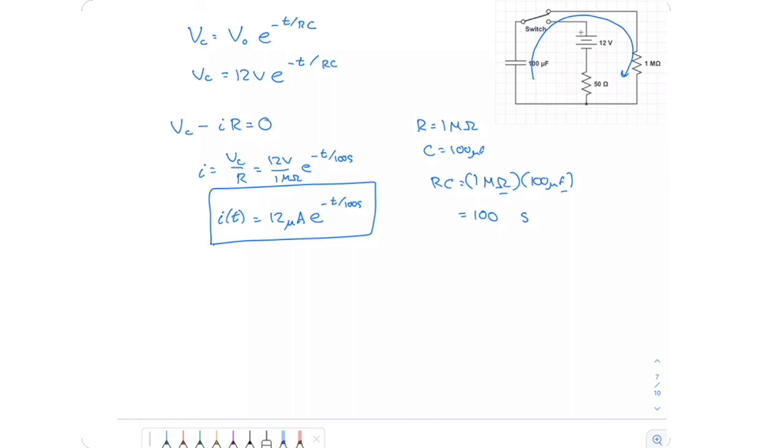Where did the e come from? This one? That comes from my exponentially decaying voltage across the capacitor, which I plug in here for the voltage across the capacitor that I used in Kirchhoff's loop rule.